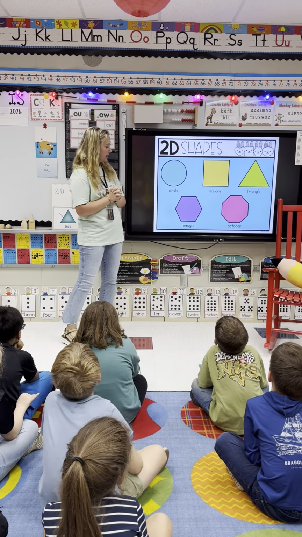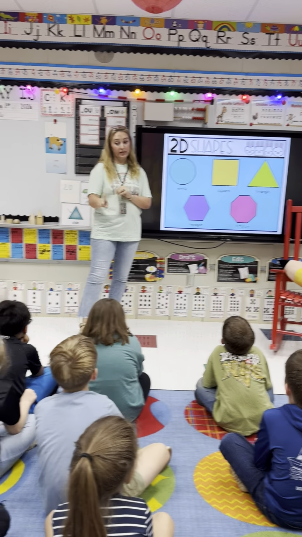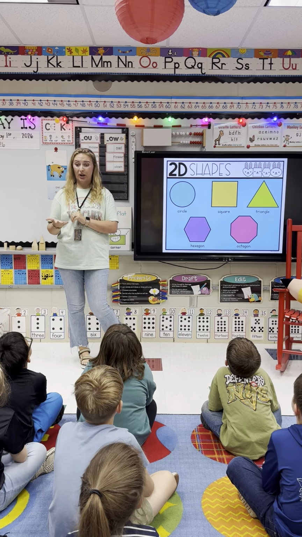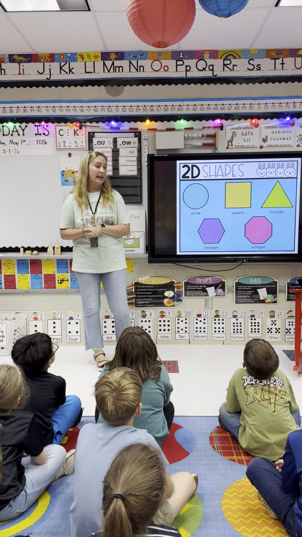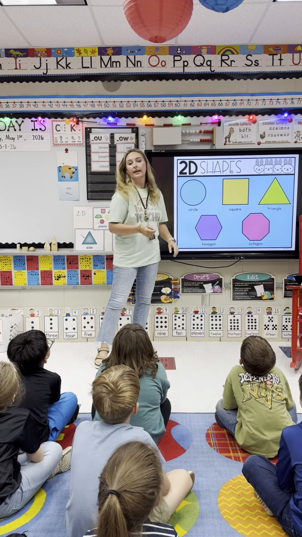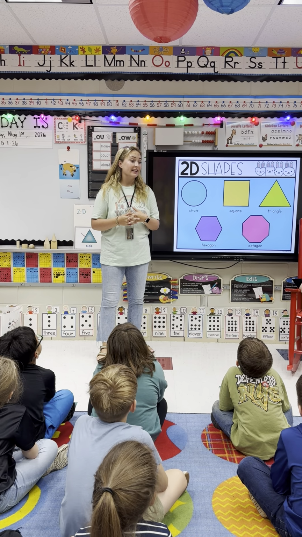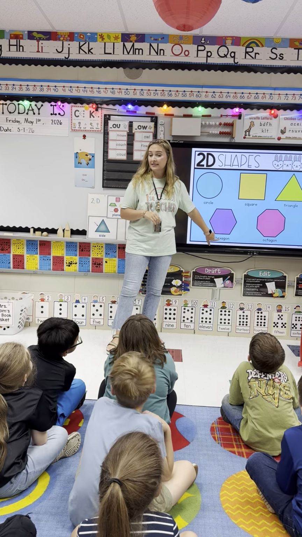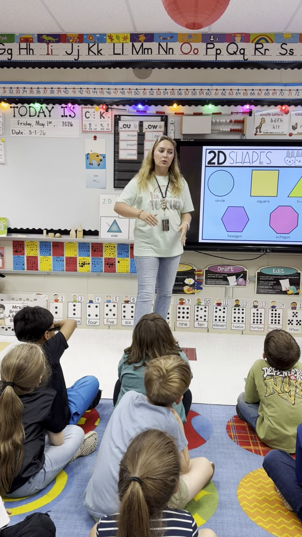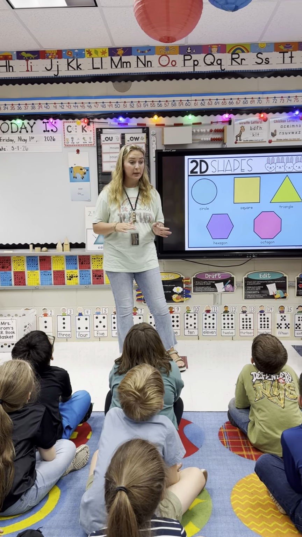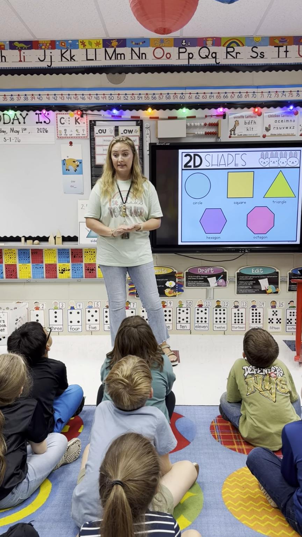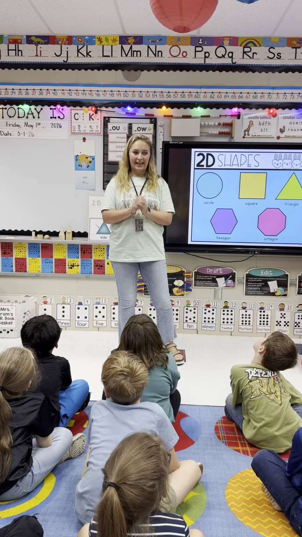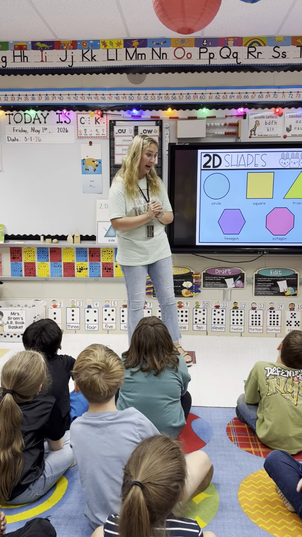The next shape is called a hexagon. And when we talked about this one the other day, I'll go ahead and tell you we know that its sides and its angles are 6. And when we say the word 6, we hear that X sound, just like in the word hexagon. So I told you that little tip to help you remember that a hexagon is the plane shape that has 6 sides and 6 angles, right?